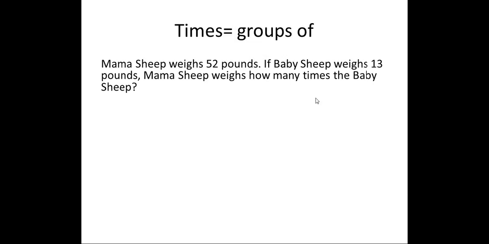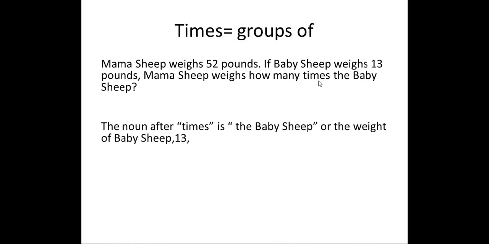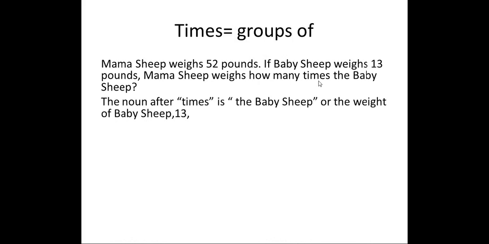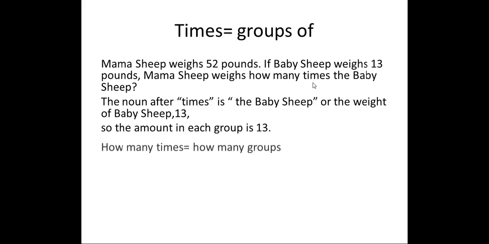Remember the second method that we covered earlier in this lesson. Times. What is after the word times, what noun, what thing, what subject is after the word times? It is baby sheep. Okay, so baby sheep, or the weight of the baby sheep, is the amount in each group. How many times? Times means groups, right? How many times means what? How many groups? We're solving for the number of groups, right?